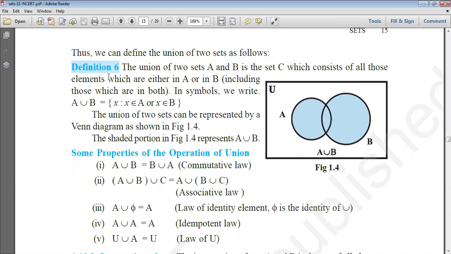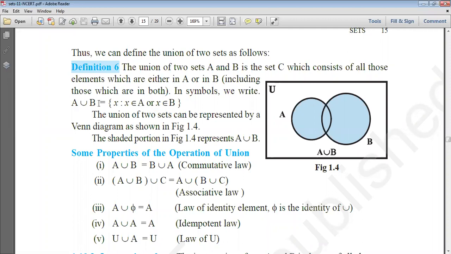Here in the definition it's given, and just below, A union B is equal to, within second bracket, X such that X belongs to A or X belongs to B. This is the representation in sets language, that is set builder form, and this is the diagrammatical representation of A union B. In set builder form, we write X such that those X which belong to A or belong to B.